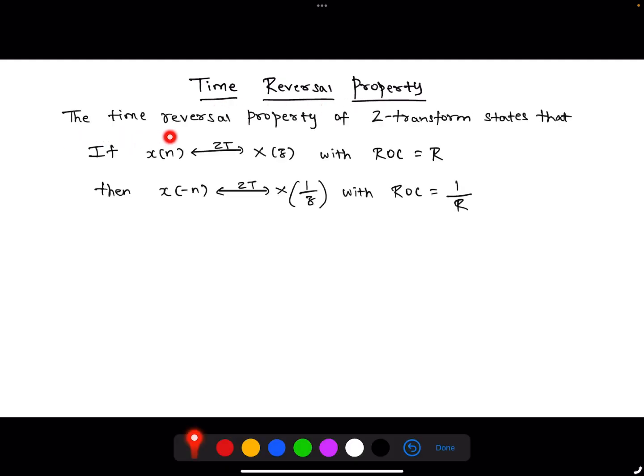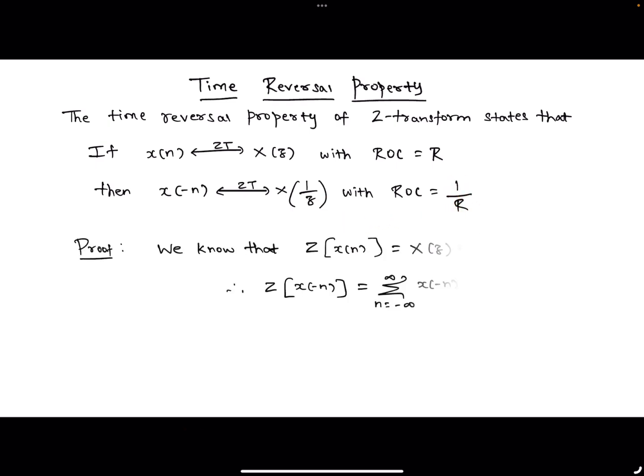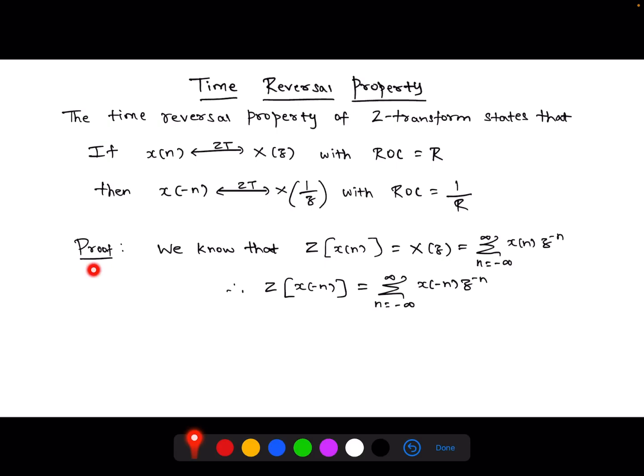Now, the time reversal property. The time reversal property of z transform states that if the z transform of x of n is x of z with ROC R, then x of minus n, if you take the z transform of x of minus n, the negative n, then you have capital X of 1 by z with ROC 1 by R, right? Let us go with the proof.